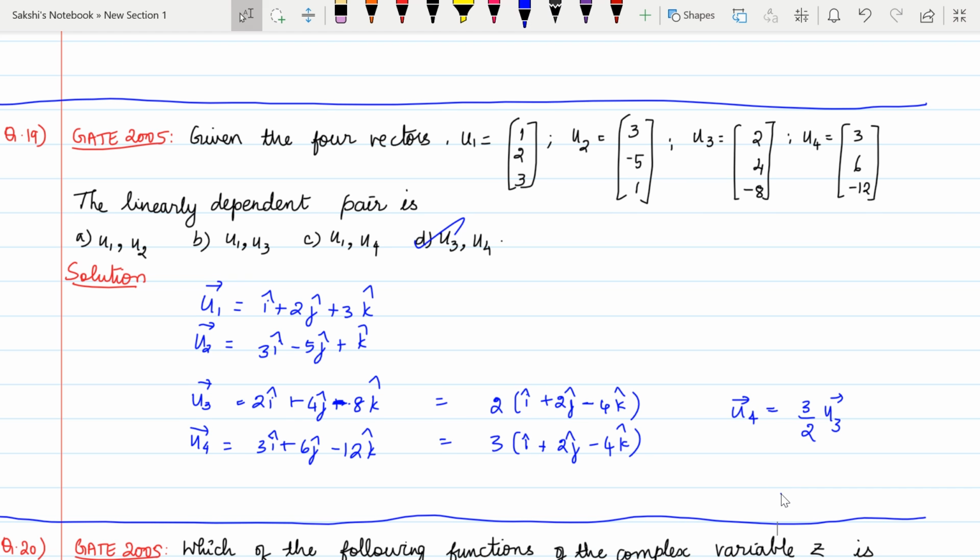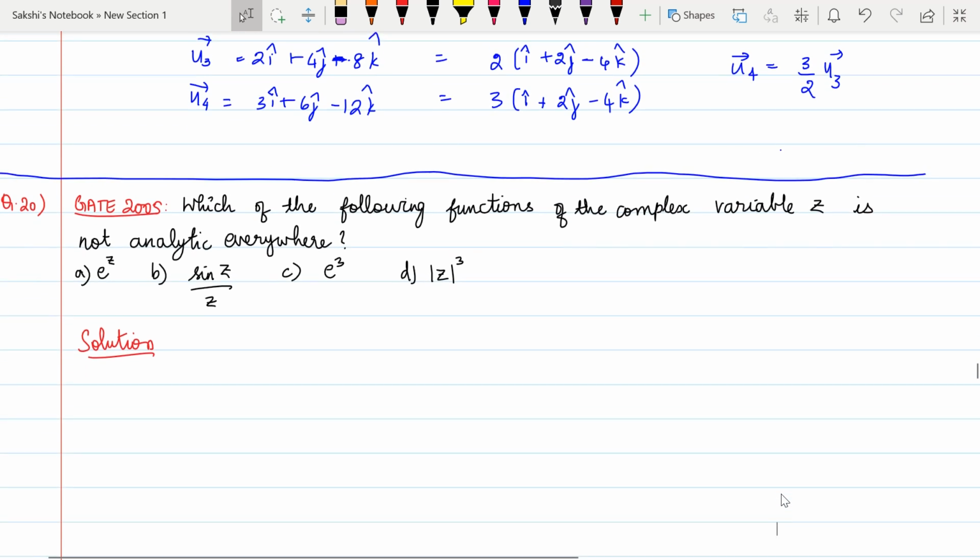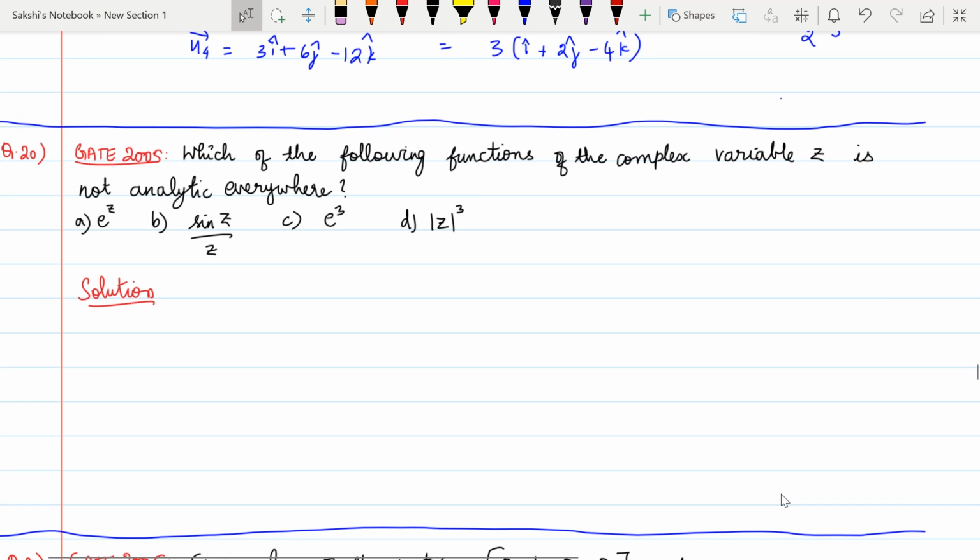So let us see the last question of the day. Here we have to find which of the following functions of a complex variable z is not analytic. Not analytic. So you have to remember what analytic means here.